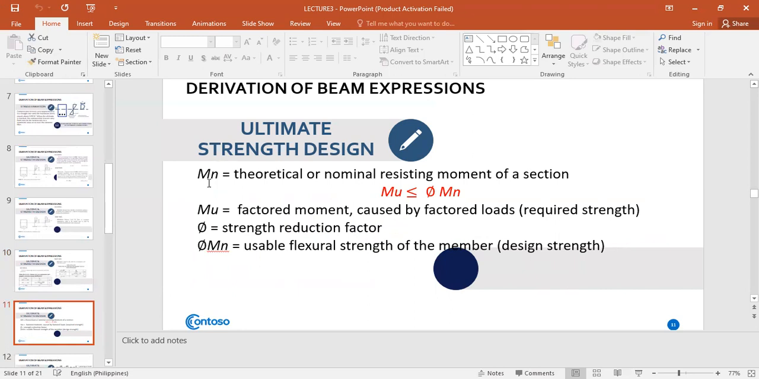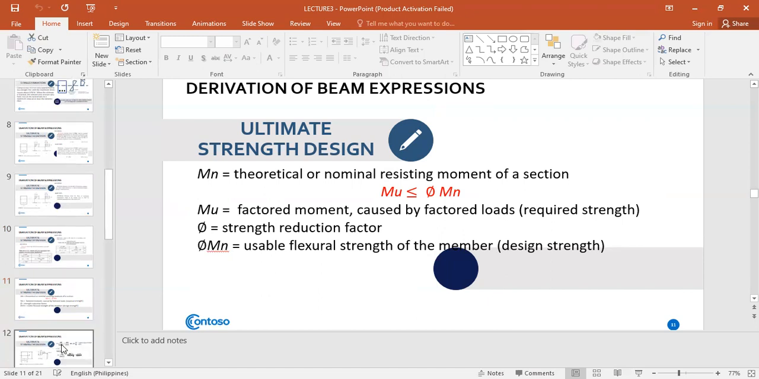So we have already mentioned Mn in our previous topic. When we say M sub n, this refers to the theoretical or nominal resisting moment of a section. Then we have this equation, M sub u is less than or equal to phi M sub n, where your Mu refers to the factored moment, which is caused by the factored loads. This is also considered as the required strength, where your phi represents the strength reduction factor. If we multiply phi with Mn, this is considered as the usable flexural strength of the member, often called the design strength. So this is another formula that you have to memorize.